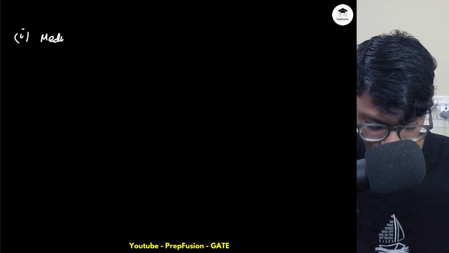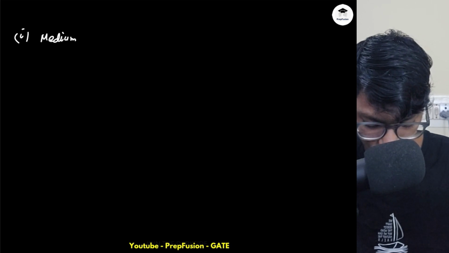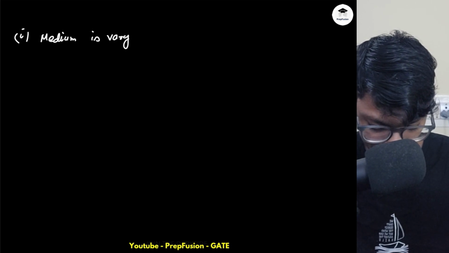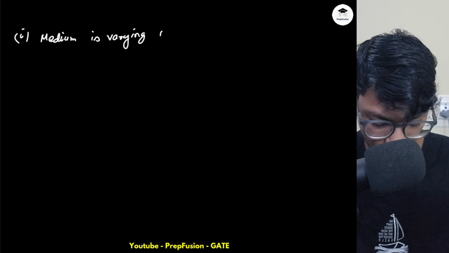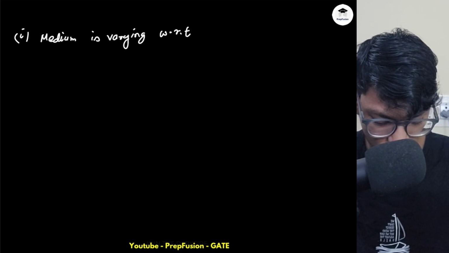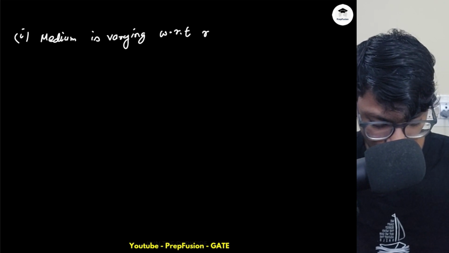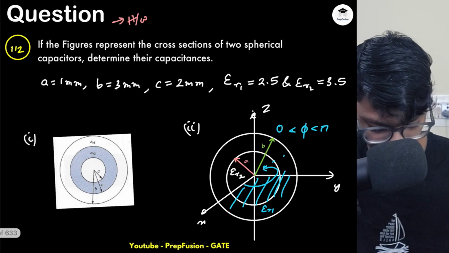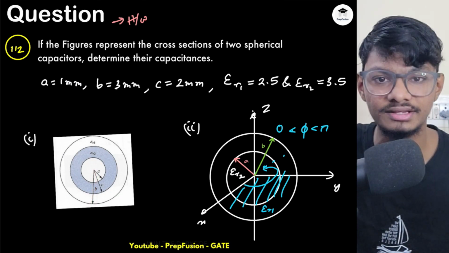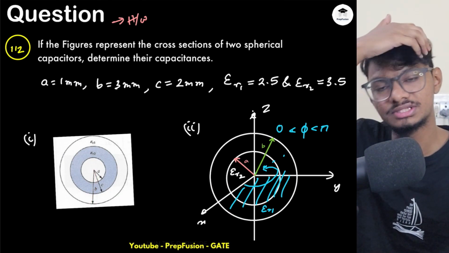Medium is varying with respect to R, right? R vector, with respect to R vector. So I'm varying radially outward. I'm varying radially. Okay. So for this, the simple formula is what?